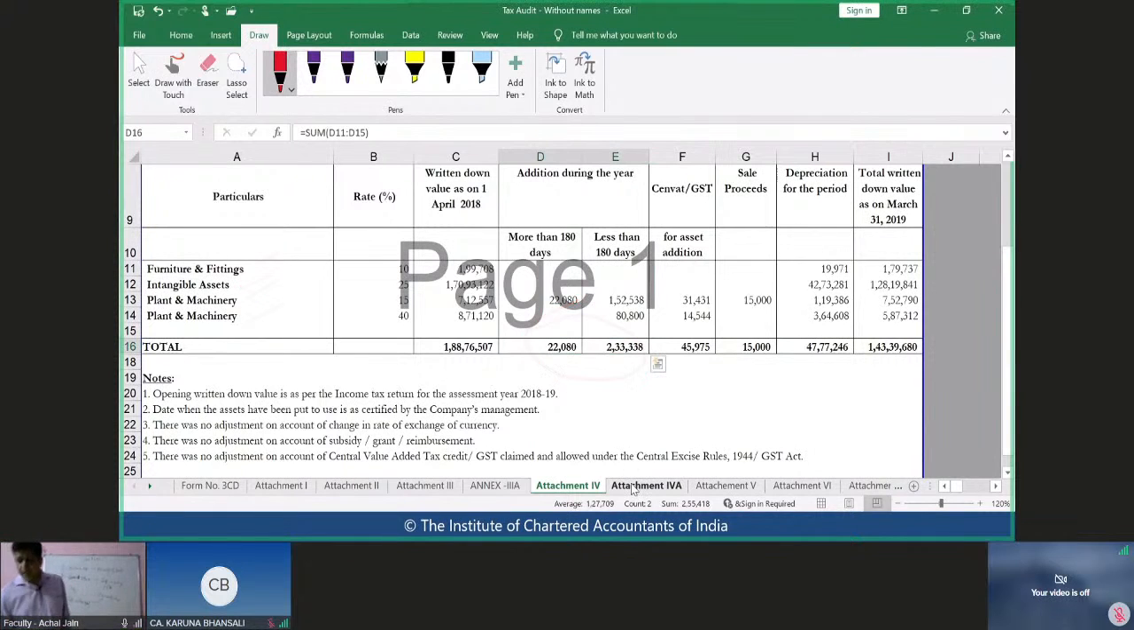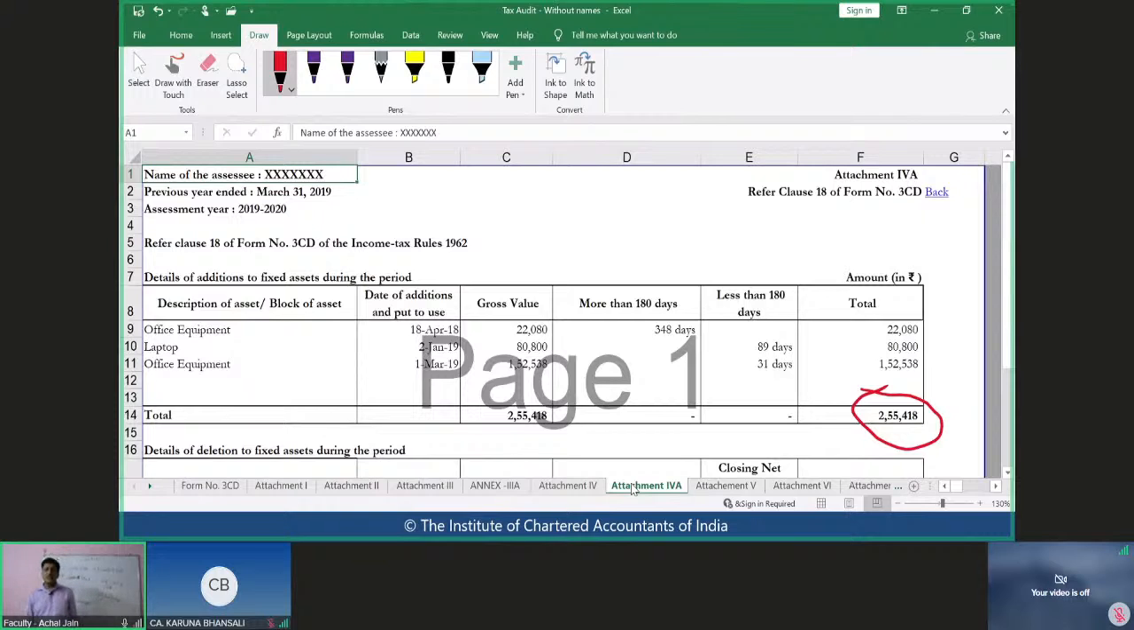And last but not the least, which the auditor must do, is about testing some of these additions. So all of these additions which have been put down over here, the auditor should also test whether those additions are meeting the criteria of fixed asset or not.